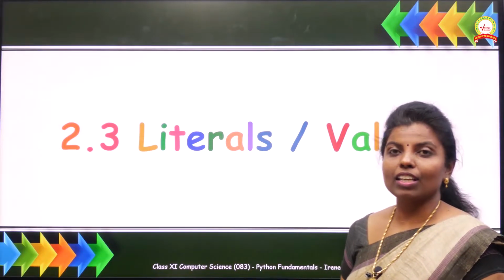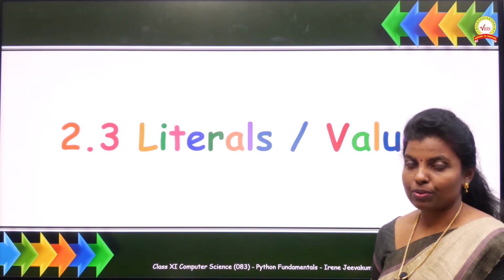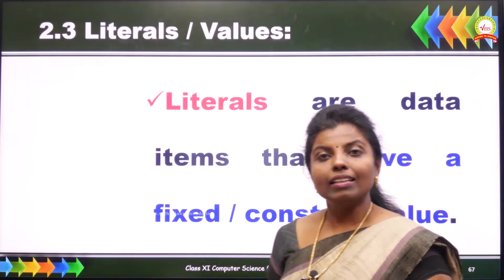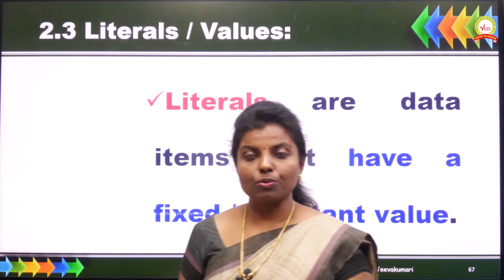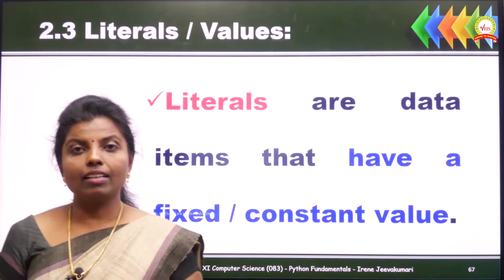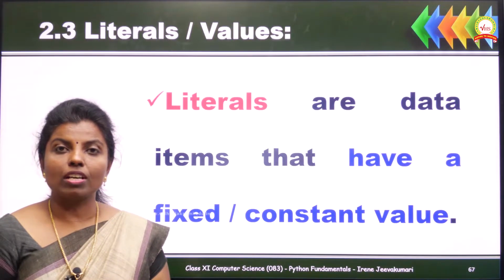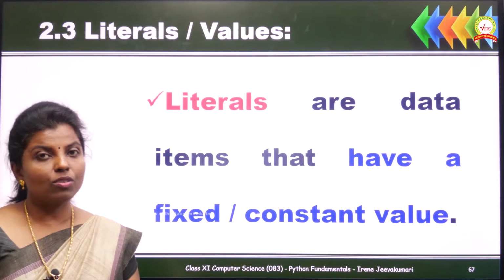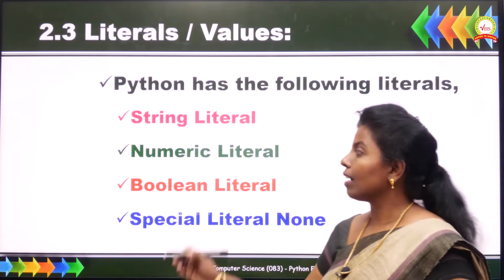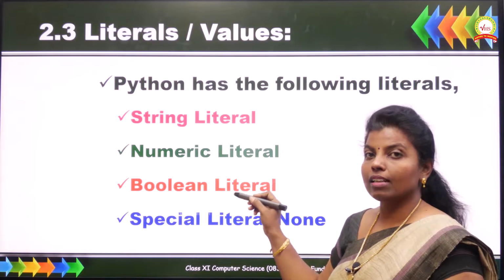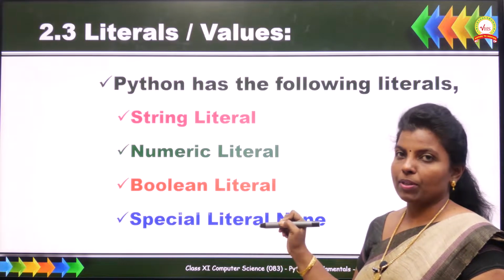What are literals? They are also referred as values. Literals are data items. They have a fixed or constant values. So once they are created in a program, they never change their value during the program run. These are referred as literals. Python has the following literals. They are string literal, numeric literal, boolean literal, and the special literal none.